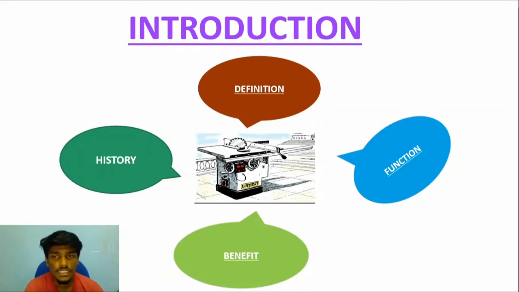So the last point is function. They are generally used to cut larger panel goods such as plywood or MDF. A sliding table saw has a sliding table on the left side of the table saw. The table usually has a folding arm mounted under the table that is used for cross cuts and ripping large materials.